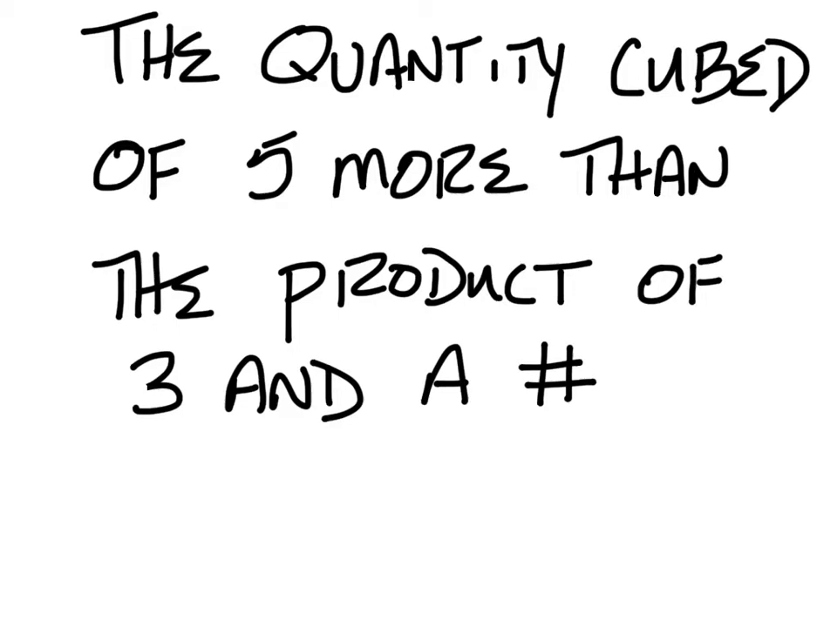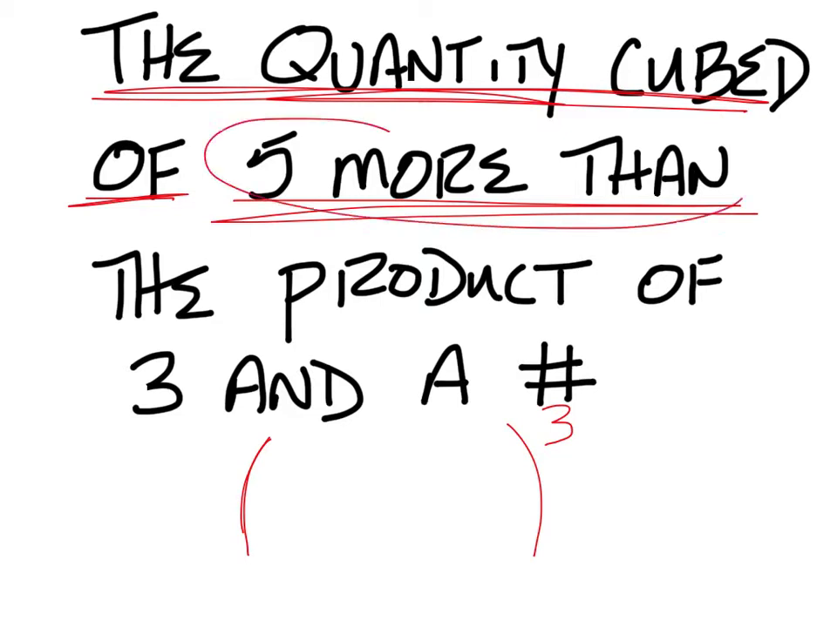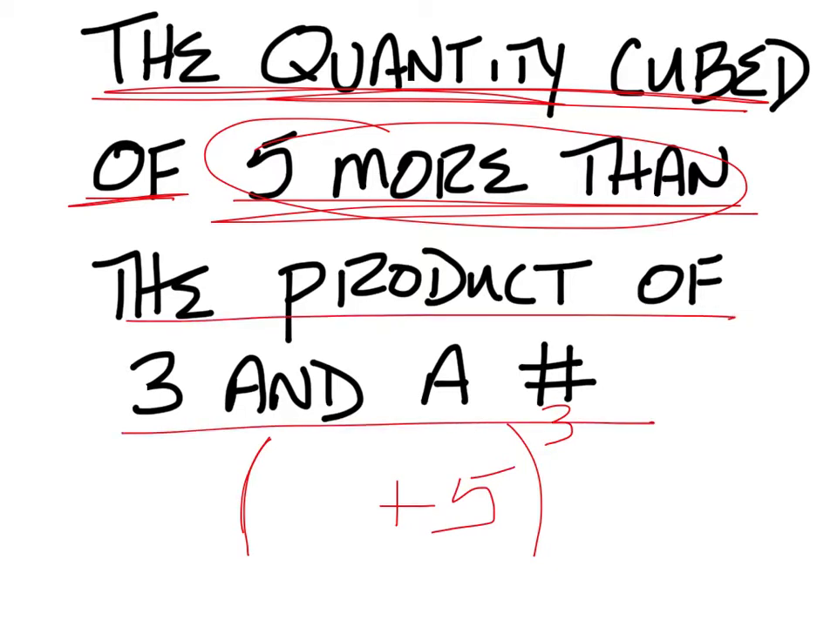The quantity cubed of 5 more than the product of 3 and a number. What do I do for the quantity cubed? Parentheses to what power? Third. Of 5 more than. Where do I put 5 more than? To the right. Yeah, that's plus 5. The product of 3 and a number. 3 times x, which is just 3x. So that's it. The quantity cubed of 3x plus 5.